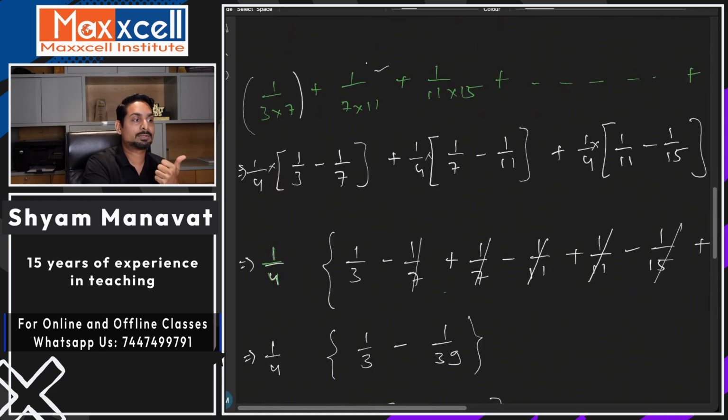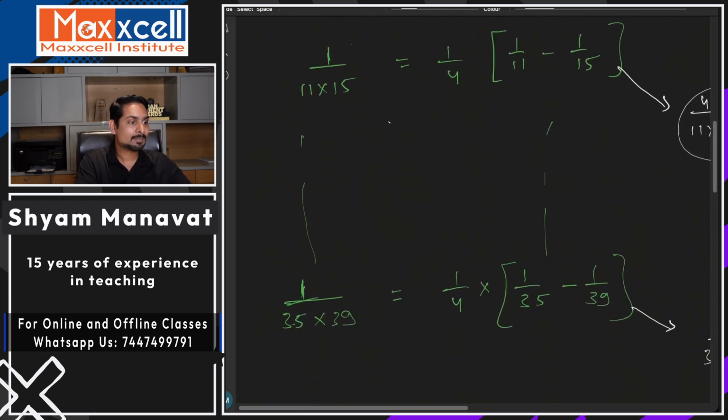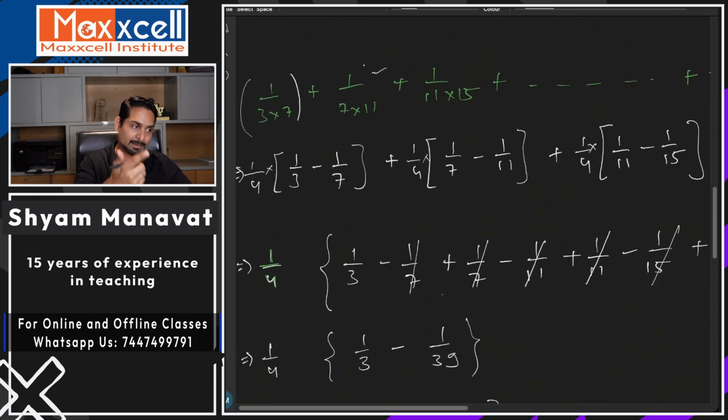Yeah. So first you need to understand what is partial fraction. How do you use partial fraction to split one term into two terms? Yeah. This 1 upon 3 into 7, and how do I write this as 1 upon 3 minus 1 upon 7 multiplied by 1 upon 4. Yeah. So watch this part of the video once again. I hope you will understand this. So identify and then apply.